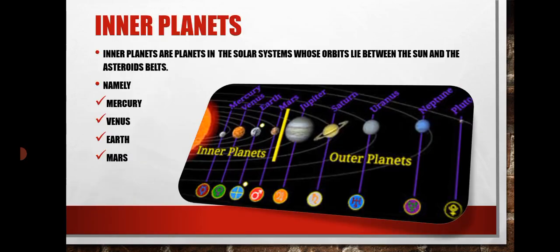Now let's go to inner planets. Remember, we are now starting the first indicator or content standard. We have to know the inner planets. What are inner planets? Inner planets are planets in the solar system whose orbits lie between the sun and the asteroid belt, namely Mercury, Venus, Earth, and Mars.